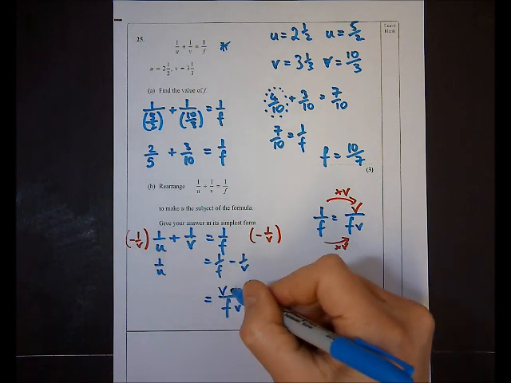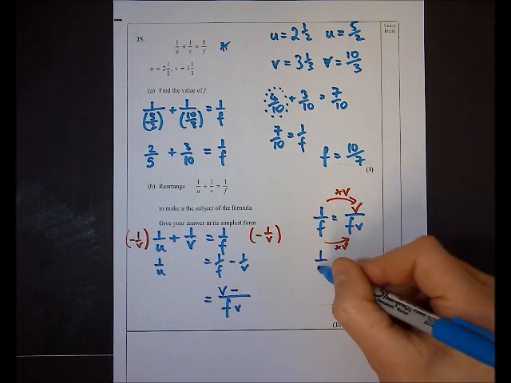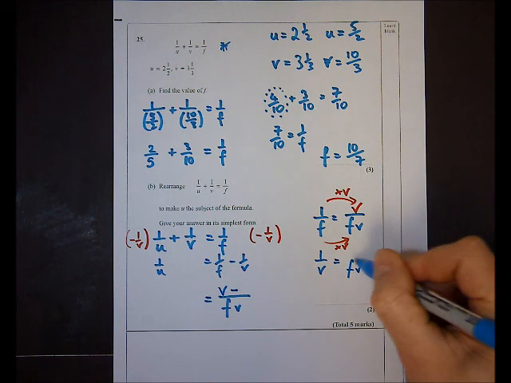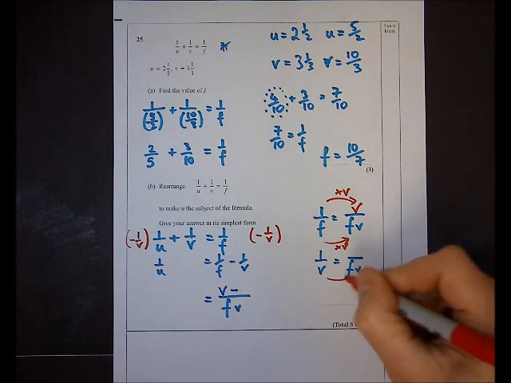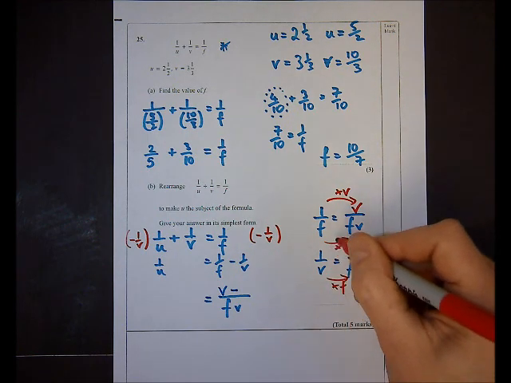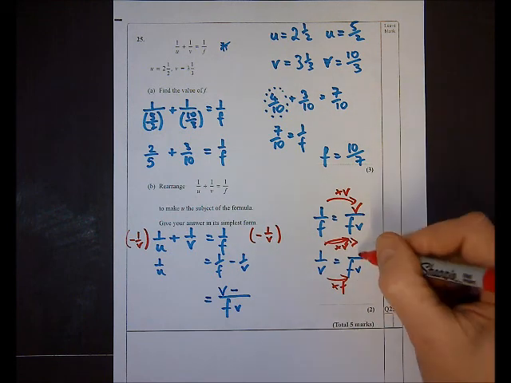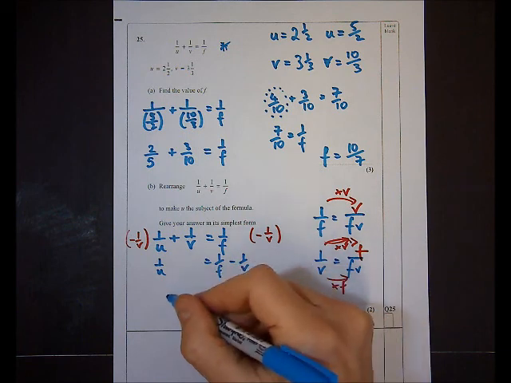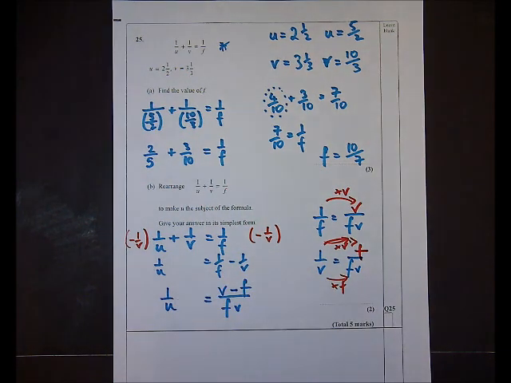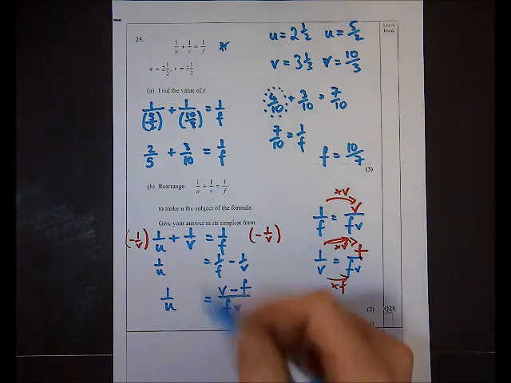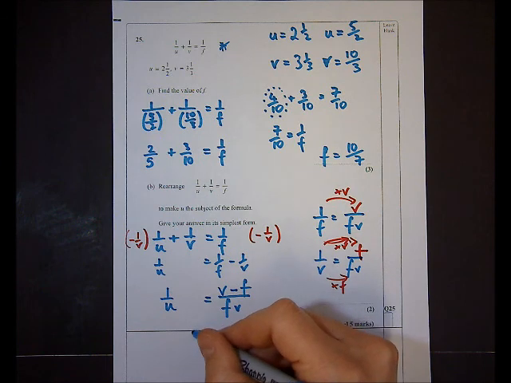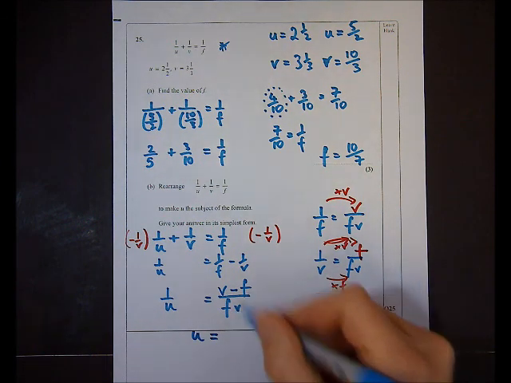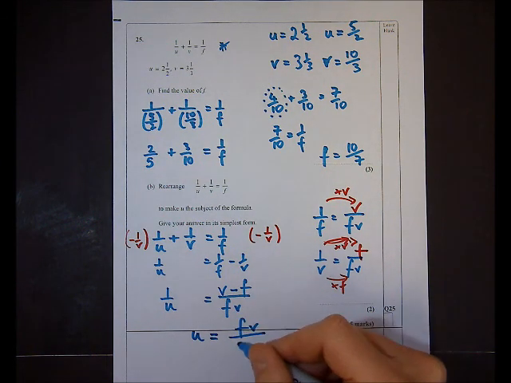I need to take away from that 1 over v. The same logic, 1 over v turned into f over v, well, I'm times in the bottom now by f. So I'm going to times the top by f as well. And that's going to get me f over fv. So 1 over u is equal to this expression here, v minus f over fv. And therefore to find what u is, I'm going to take the reciprocal of both sides. So u is going to be equal to fv on the top divided by v minus f.